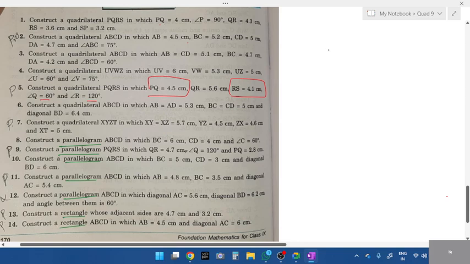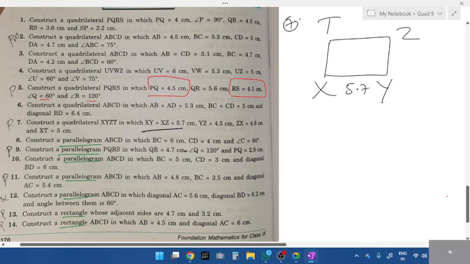Construct a quadrilateral. Let me first draw a simple quadrilateral X, Y, Z, and T. This is the seventh question, in which XY is equal to XZ. What do you mean by this, students? What do you mean by this? How many sides are equal? Yes, respond. XY is equal to which one? So XY is how much?